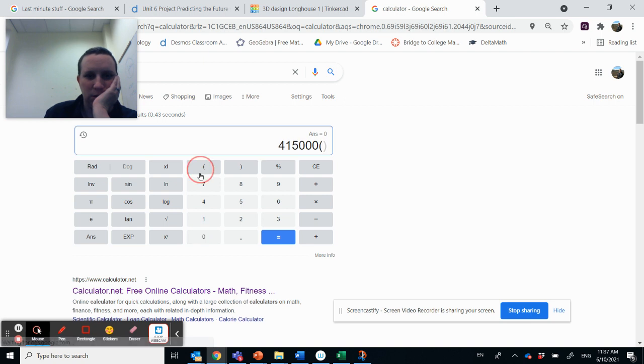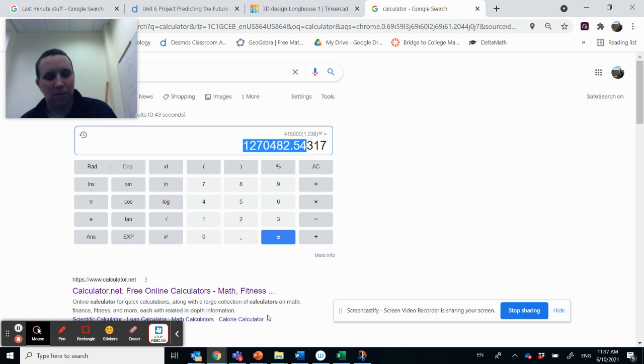$415,000. Let's raise it to the x power, so that's this button right here. And it's to the 30th power because we're looking 30 years in the future. I got $1,199,482.54, and that's my final answer. I'm going to keep it rounded to 2 decimal places because we're talking about money.